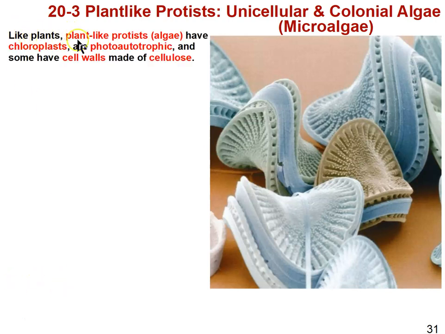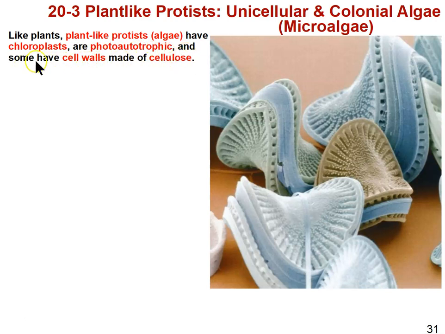Like plants, plant-like protists, the algae, have chloroplasts. That means that they can photosynthesize. That makes them photoautotrophic. Remember, autotrophic means they feed themselves. They can make their own food using the energy of light. That's where the photo comes from. So photoautotrophic. And some have cell walls.